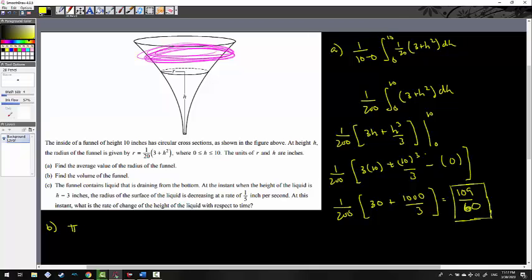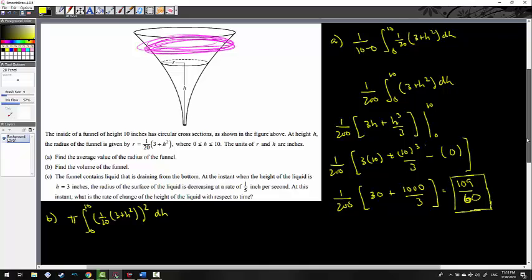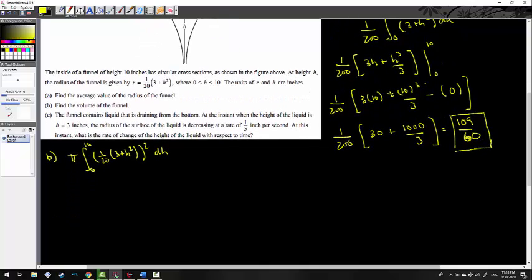Well, it's going to be pi times the integral from 0 to 10. R is really the radius value at that moment in time. So that's going to be our 1 over 20 and then 3 plus h squared, all squared dh. So let's go and clean him up a little bit before I do some integration. I'm going to square the 1 over 20, giving me pi over 400 after I kick everything out. And that's going to get me 3 plus h squared squared dh.